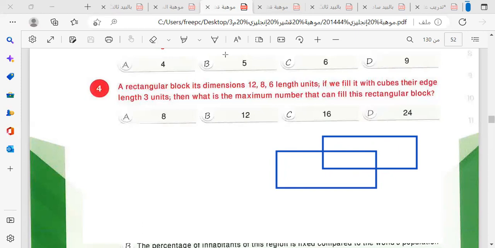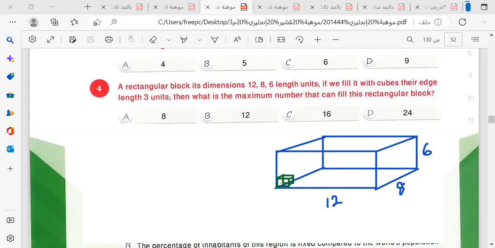Look, this is a rectangular block. The dimensions of the rectangular block are 12, and this side is 8, and the height is 6. Now we fill it with cubes whose edge length is 3 units. So here we put a small cube, and its side will be 3 units.